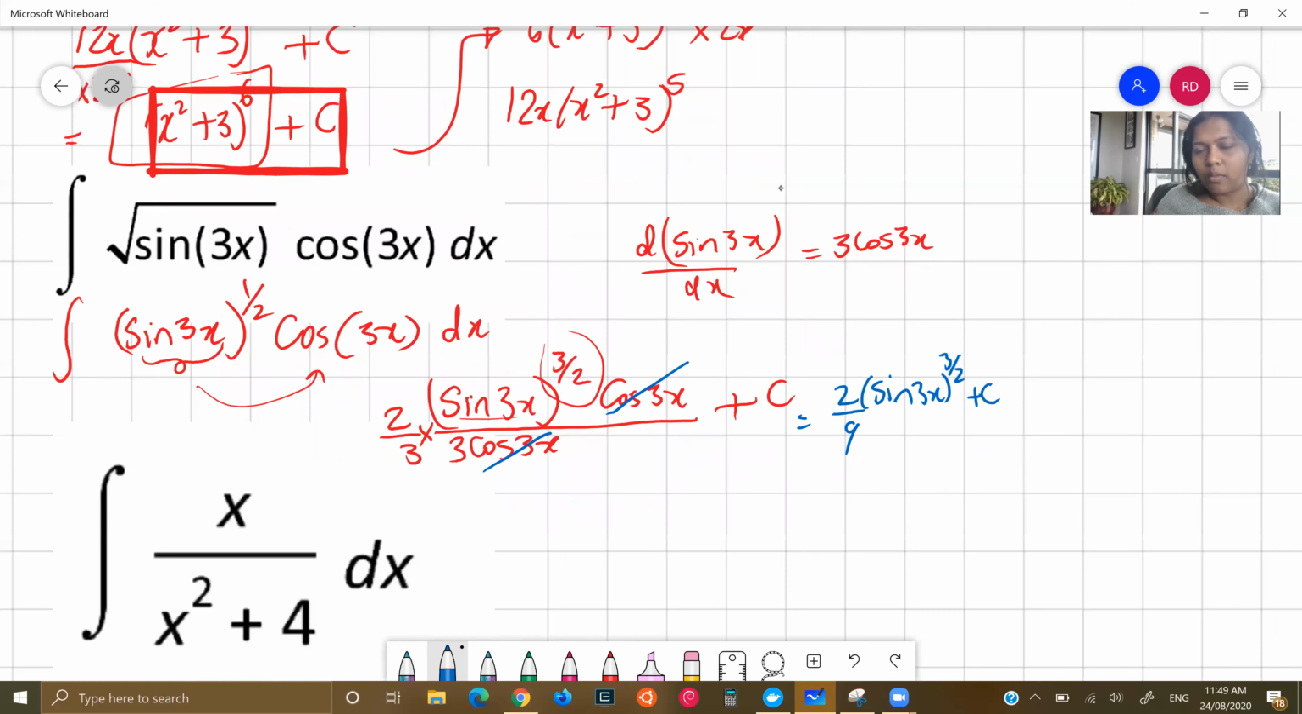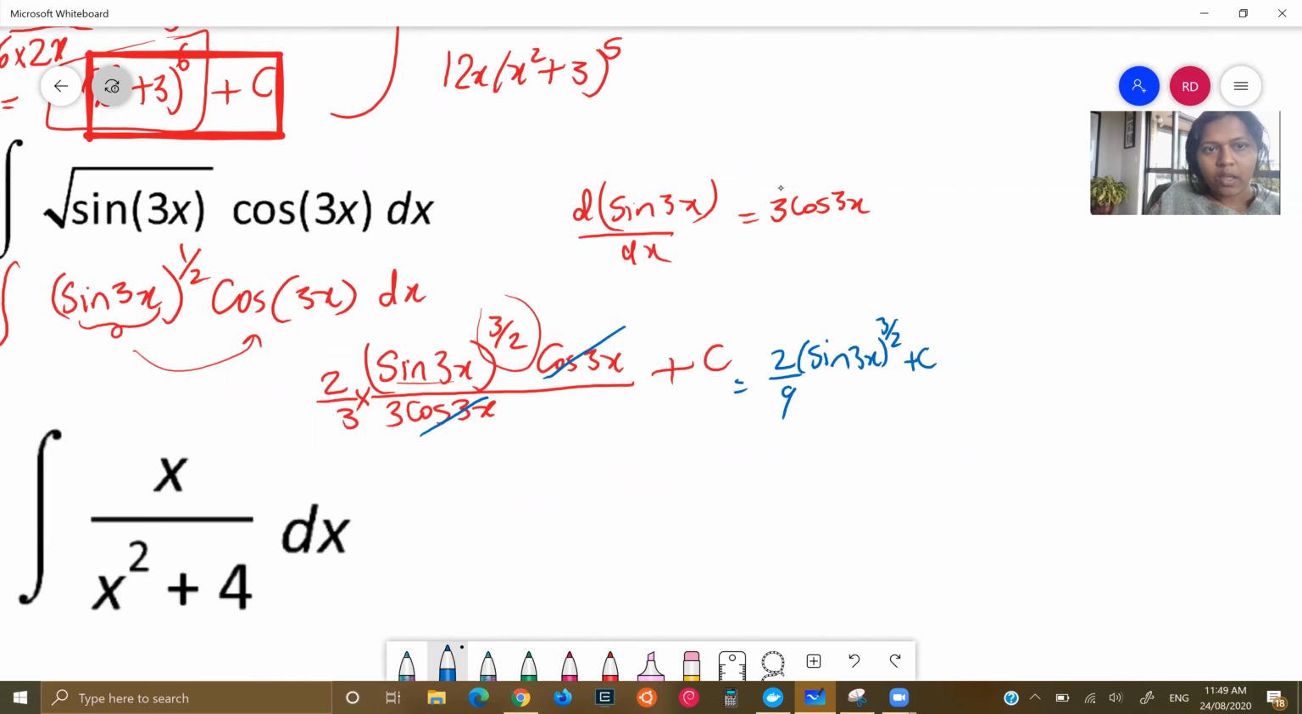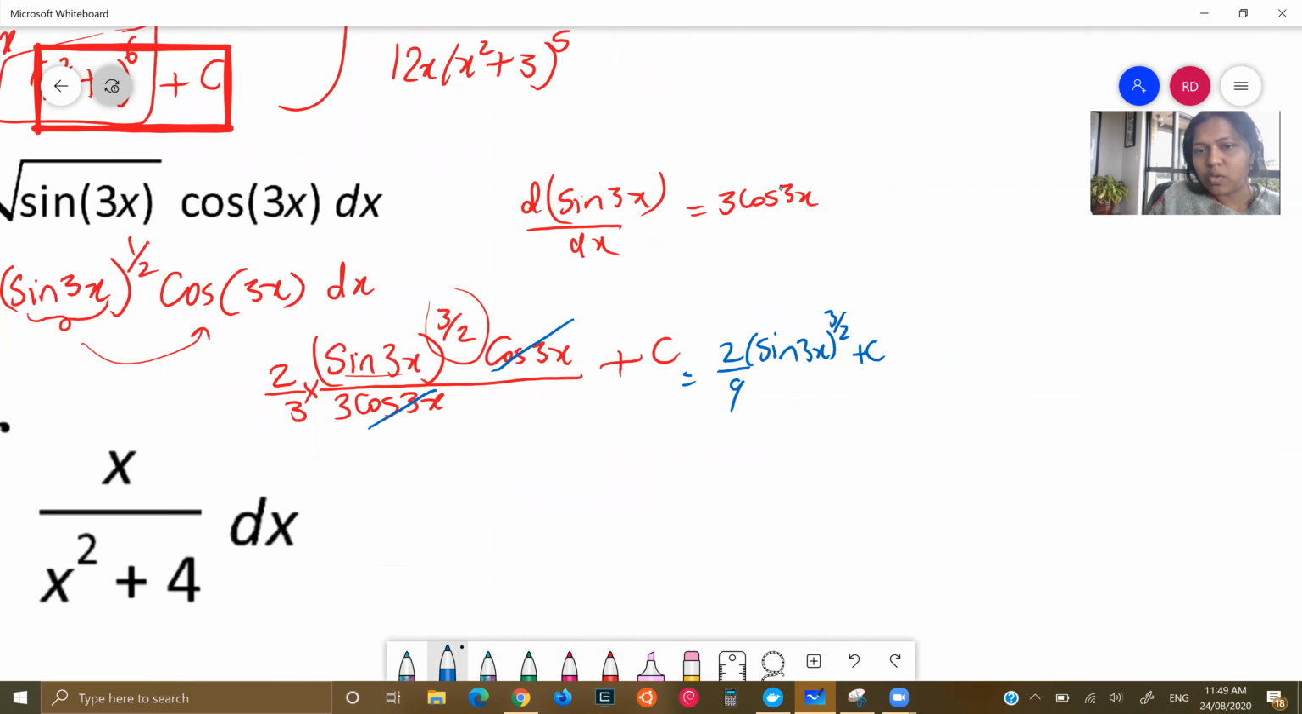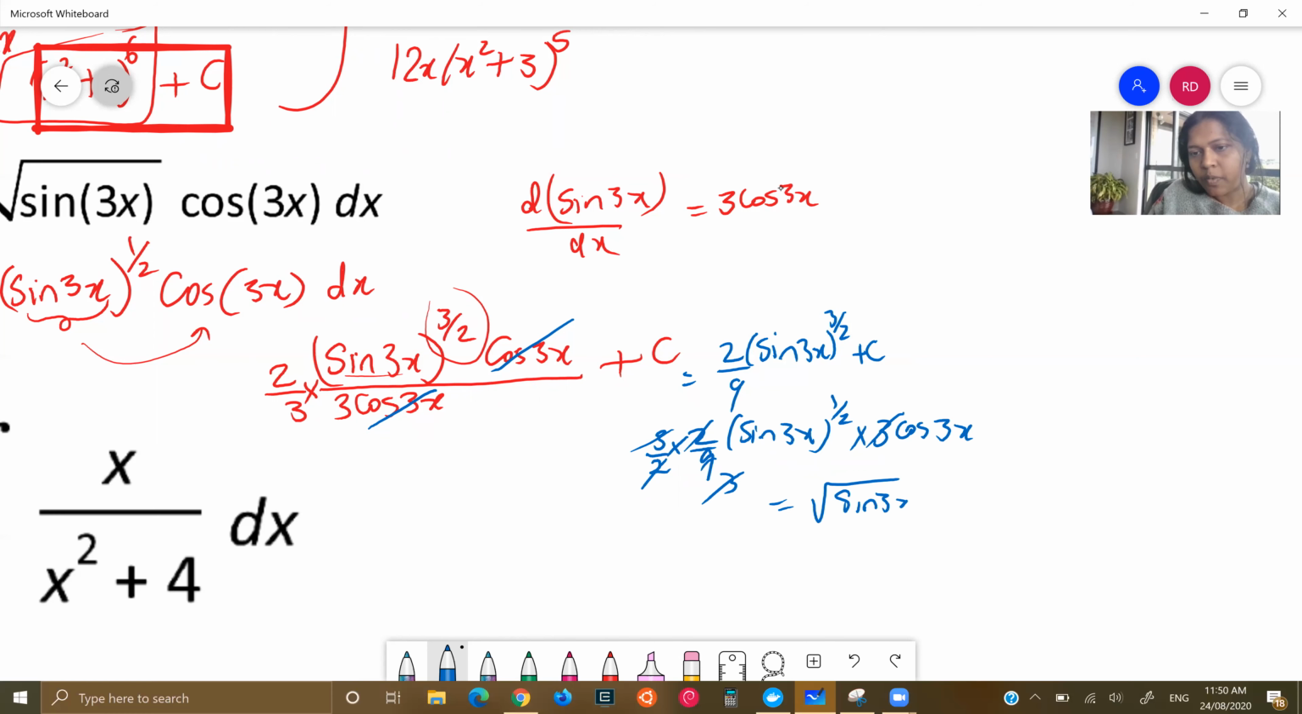Now we can check by differentiating that we've done the right thing. So 3 over 2 times 2 over 9, and 3 over 2 take away 1, which is a half, and then times by the derivative of what's inside, which is 3 cos 3x. So the 2's are cancelled out, that 3 is cancelled out with another 3, and that one's cancelled out, which gives me square root of sine 3x times cos 3x. So you can see that that's what we had originally.